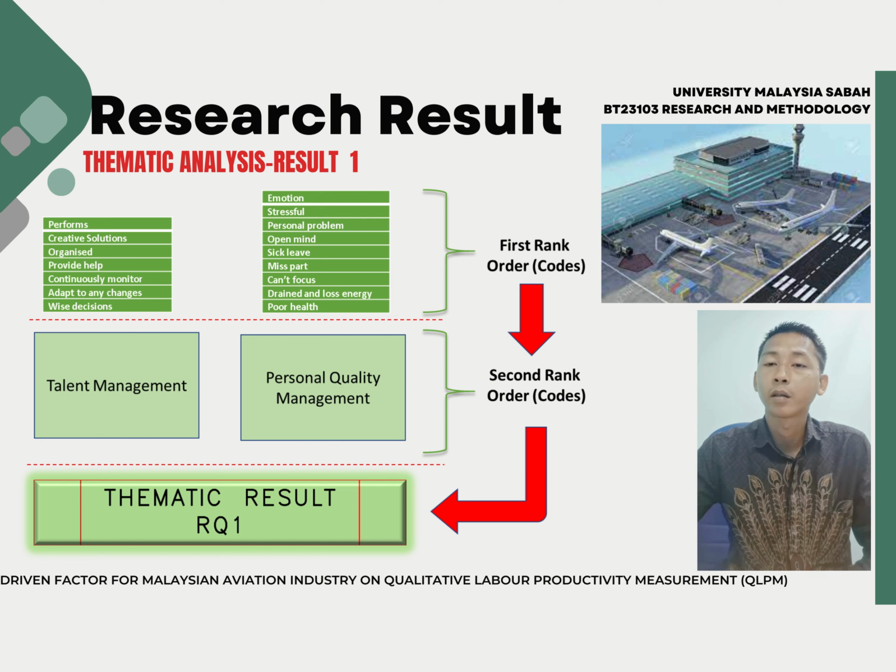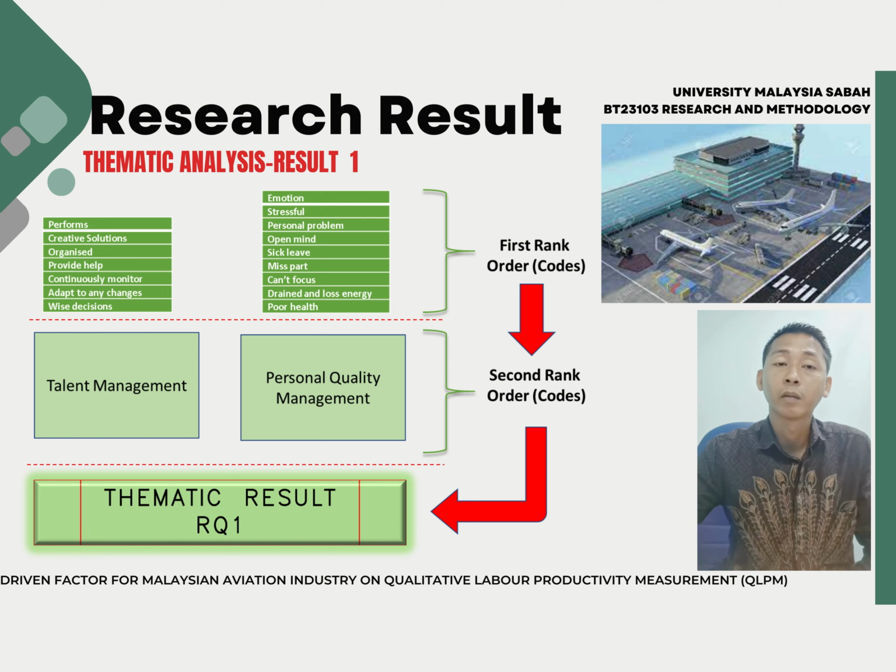We have three. This, as you can see on the screen, is thematic analysis result 1 for research question 1, or RQ1. Since we have three research questions, RQ1, RQ2, and RQ3, we come up with three thematic analyses. This one is the thematic result for RQ1. For the first step of the thematic analysis, we make the rank order. We code first, and then we code again to finalize the second rank order. As you can see on the top, the bold green is the data we coded in the first order. Afterward, we make the second rank order to make the codes or themes. From the first rank order, we coded the data available from our research findings, and we got the second rank order.